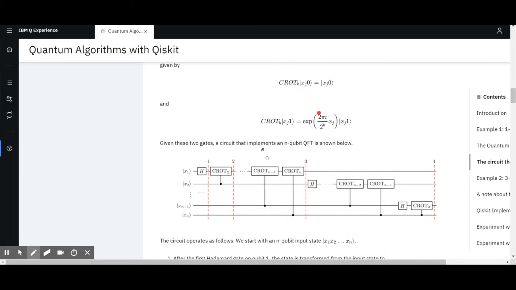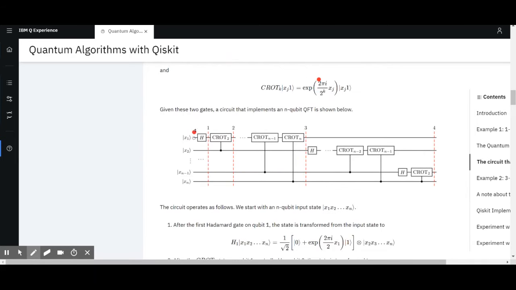Given these two gates, the circuit that implements an n qubit QFT is shown below. So you do a Hadamard, it seems fairly simple, and then you've got controlled rotations, each over the other qubits. And then you repeat that. You do a Hadamard here, then apply your controlled rotations for the rest, and then your Hadamard here. Okay, so it's simple.